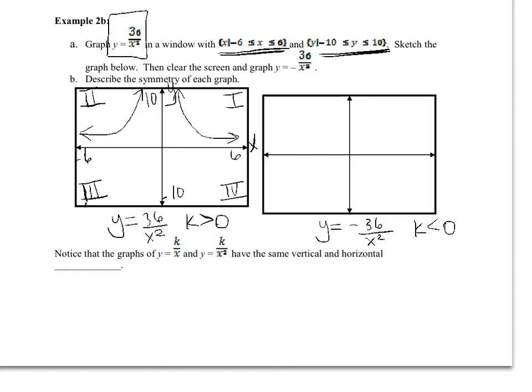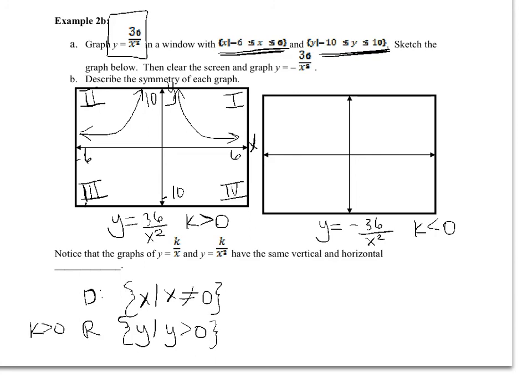And your domain and range for this is x such that x cannot equal 0 because it's not touching 0. And your range, y such that y is greater than 0 because k is greater than 0. And that's all for that graph.